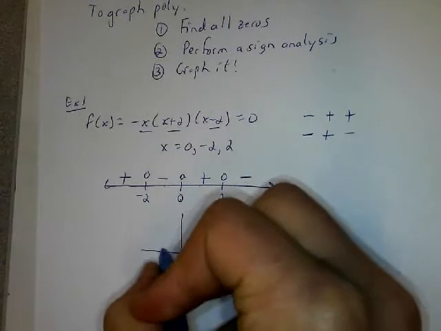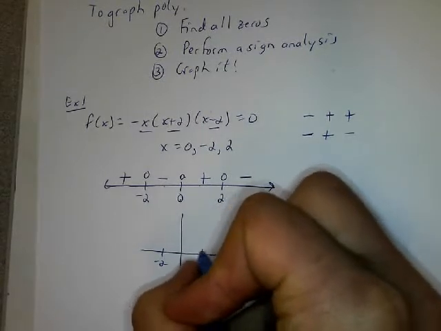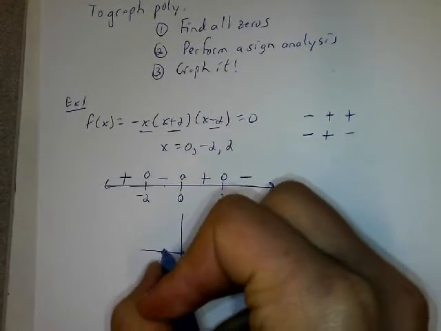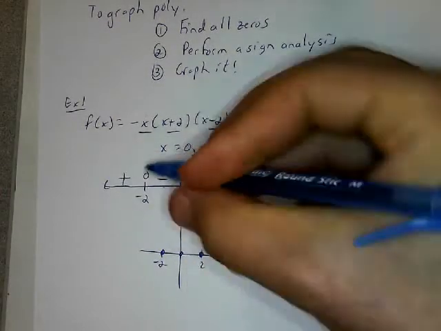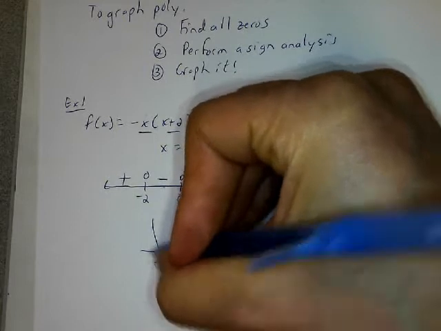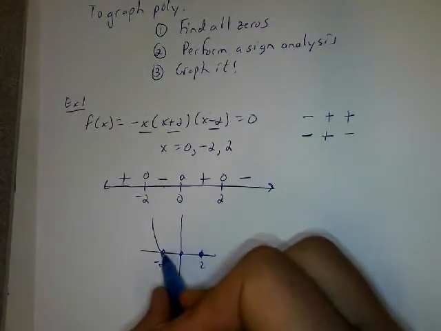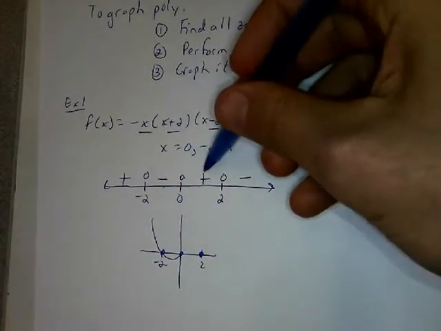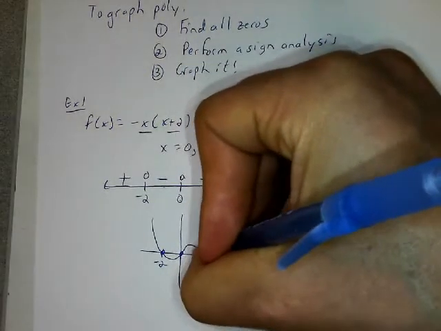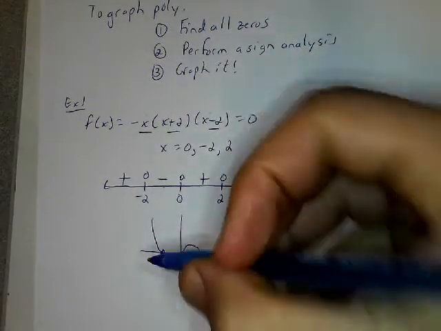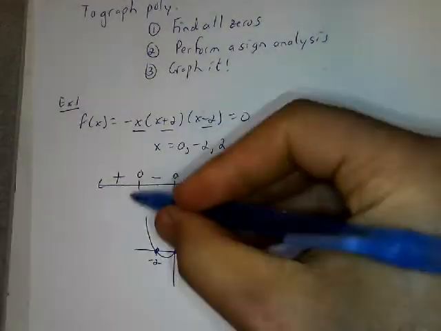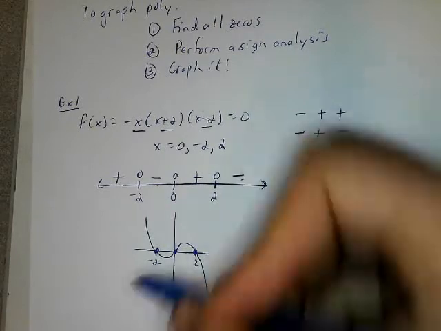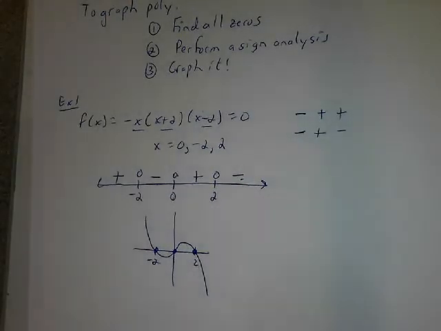You know you have x-intercepts at negative 2, 2, and 0. If the graph is positive, it must be above the x-axis. If it's negative, it must be below the x-axis. This graph makes sense because it's a cubic function and is decreasing due to the negative sign. So let's try another one.